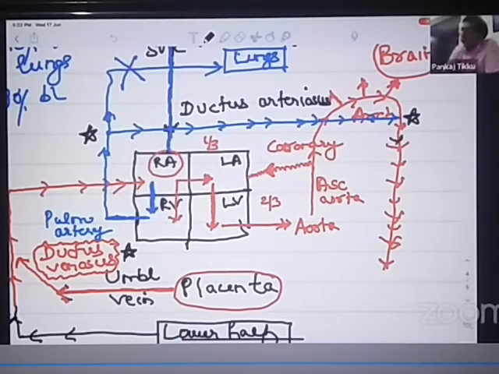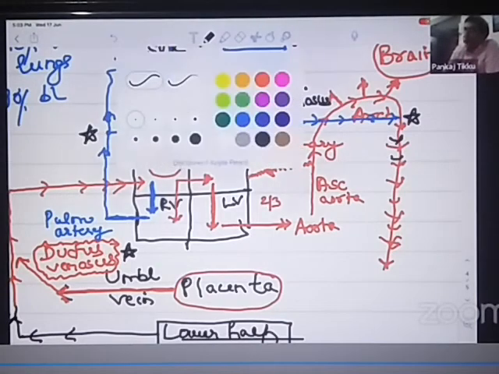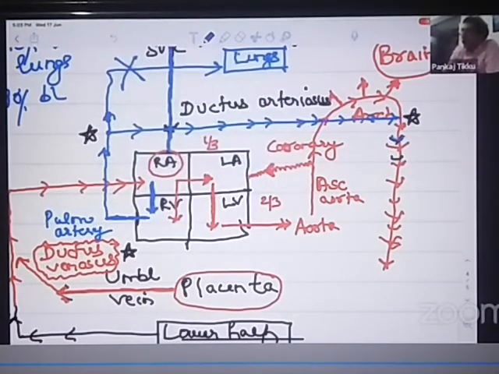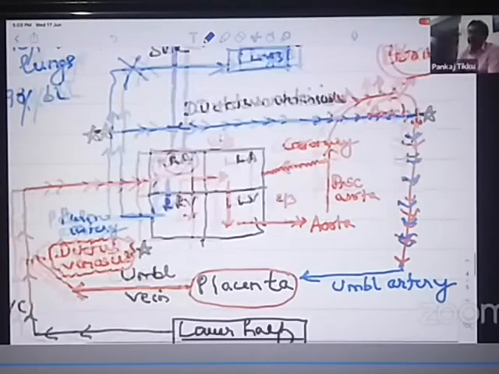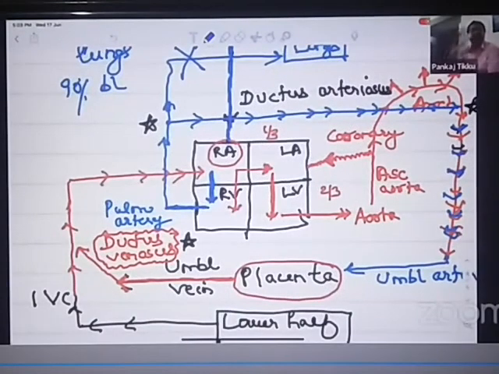So what happens is in the lower half of the body, let me make it blue again, there is mixing of oxygenated and deoxygenated blood. Some oxygenated blood will be there, some deoxygenated blood. Most of this will then enter into the umbilical artery and go to the placenta again for oxygenation. After oxygenation, again it will enter into the umbilical vein and the same process will continue. This is fetal circulation that you should know for your exams.